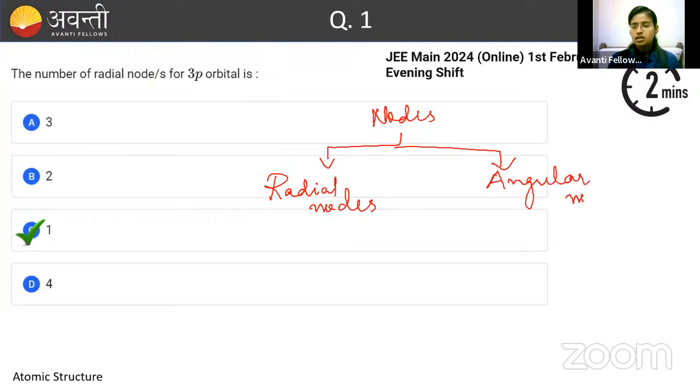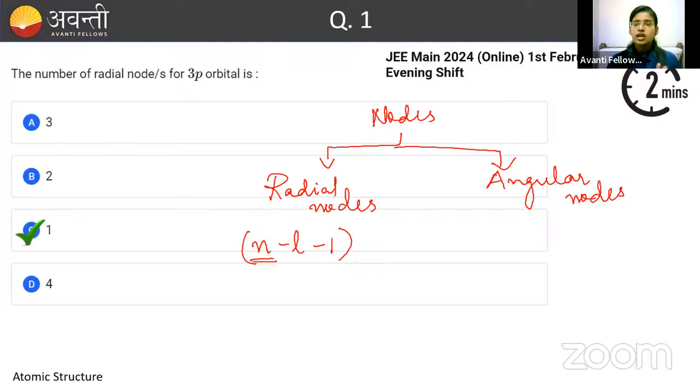Got it? So the formula to find the number of radial nodes for any orbital is n minus l minus 1. Here n is the principal quantum number and l is the azimuthal quantum number. We have four quantum numbers. The first is the principal quantum number, and it is denoted by the letter n.